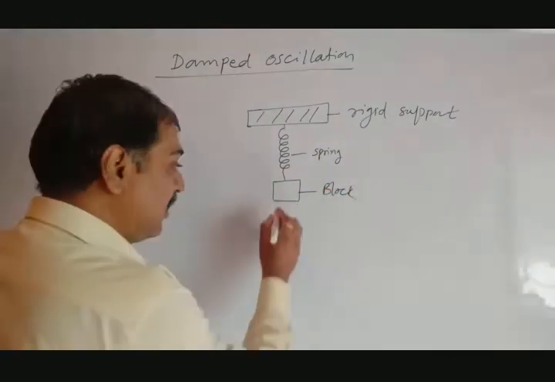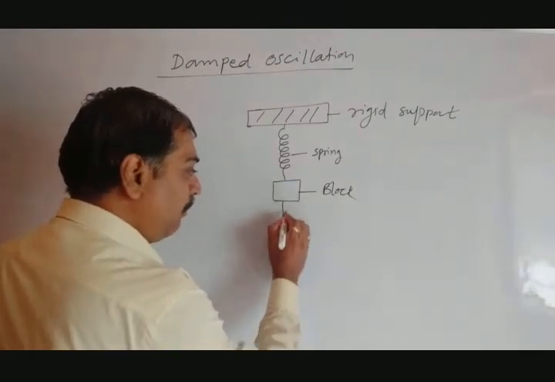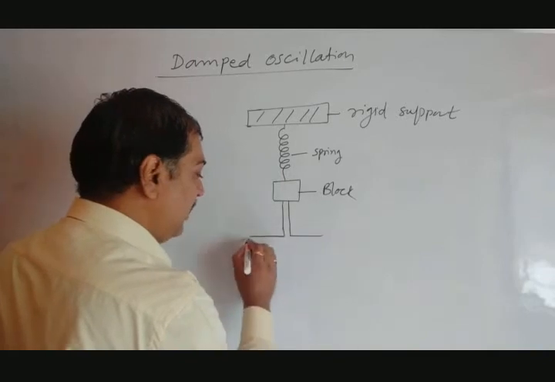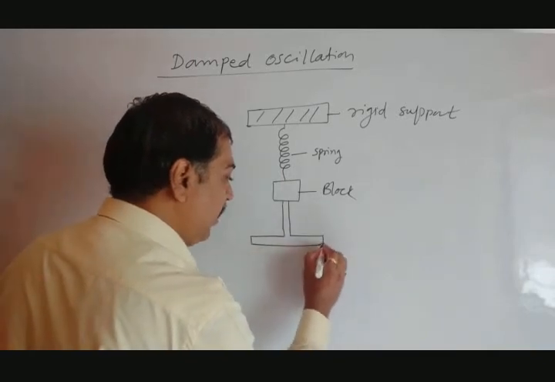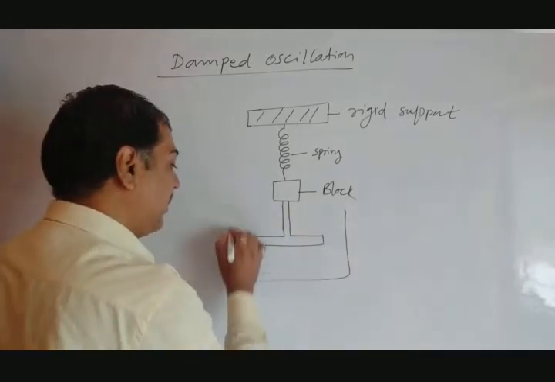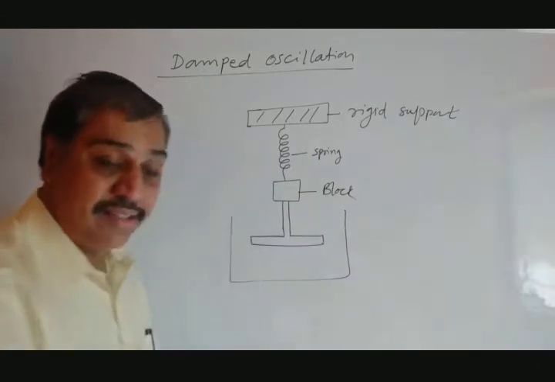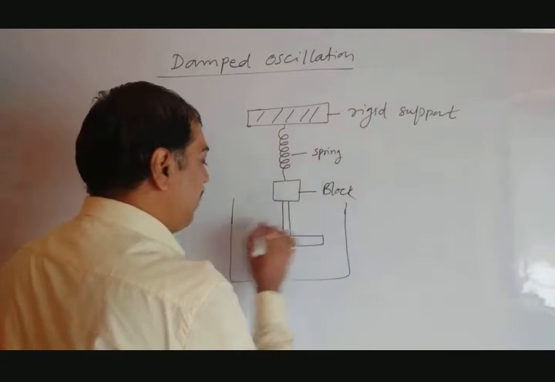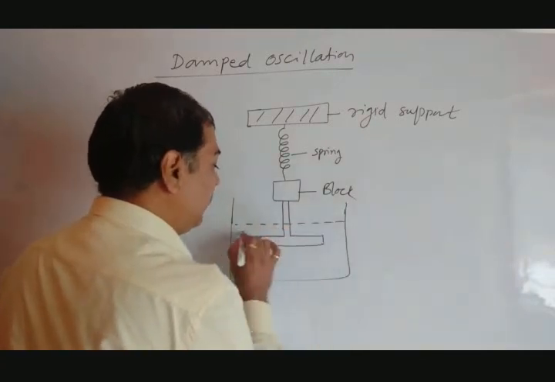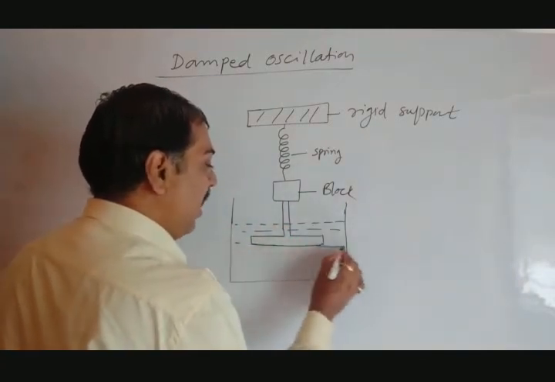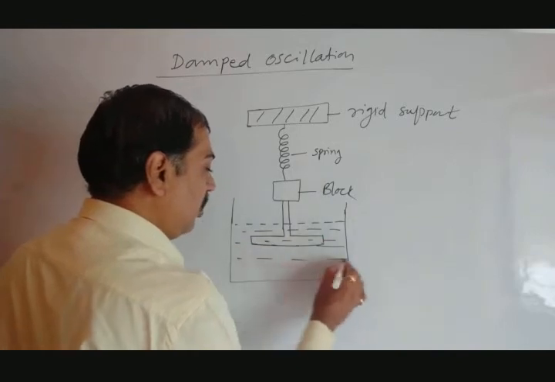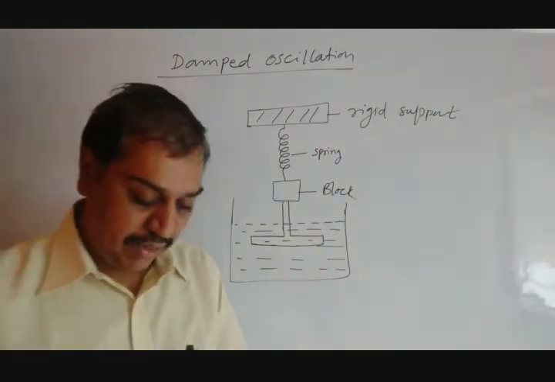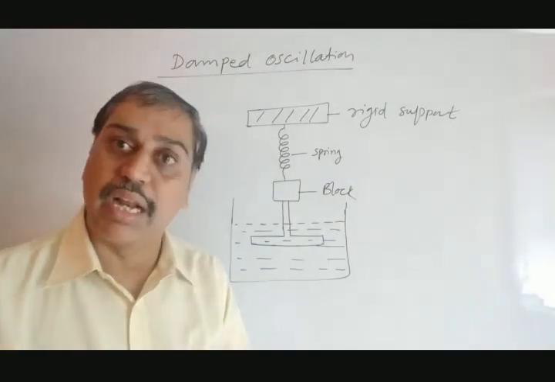Apart from this, to this block or load they have attached a vane. This vane is kept in a beaker which has some liquid. The liquid may be water, or you can take another type of liquid, it doesn't matter. So the vane is kept deep in the water. Such type of motion is there. Now what will occur here? Why is it said to be damped? How will it work as a damper?